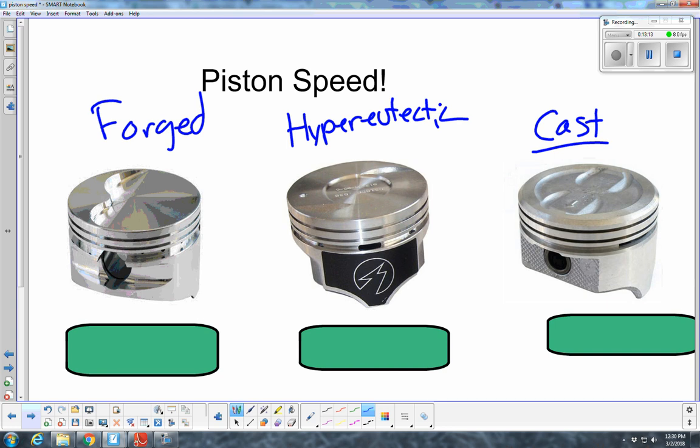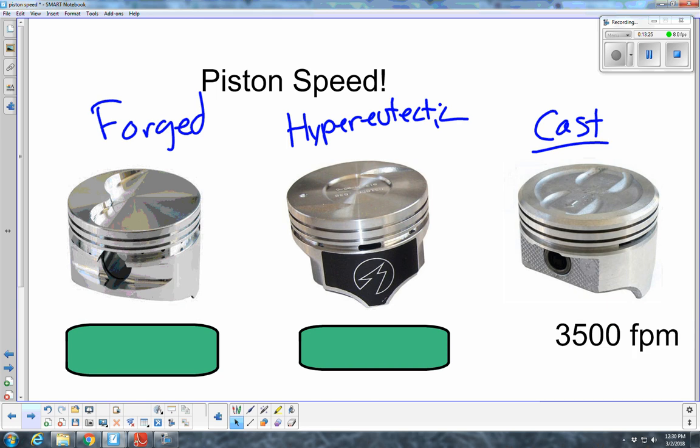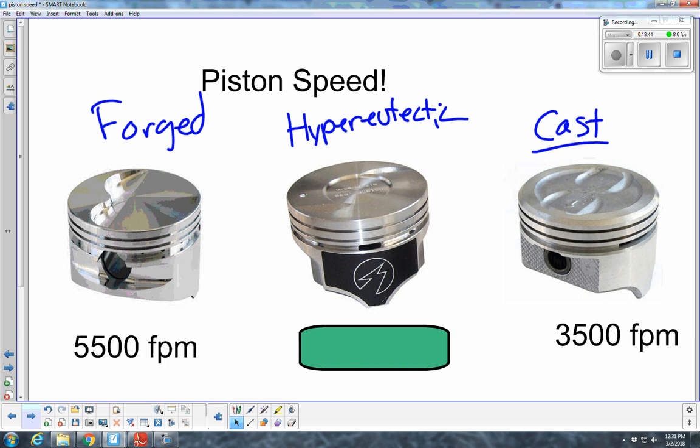So why don't you need it? Because your cast pistons will go at 3,500 feet per minute. You might want to write that down. A cast piston, you can kind of tell if it's cast. It has that dullish metal. It's not alloy. It's not shiny. So that's a cast piston. That's a big one, but that's a cast piston. Your forged pistons can go a lot faster. They can go at 5,500, and they're a little shiny. They're more like this.